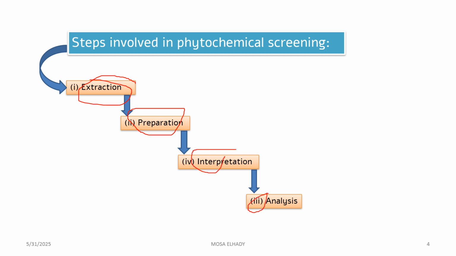This order is interchangeable. Analysis means the use of suitable testing methods or screening methods, and interpretation means explanation of the result obtained. In general, for phytochemical screening, the interpretation of the result is based on the change in color or formation of precipitate.